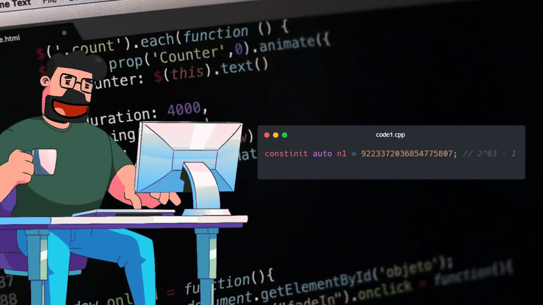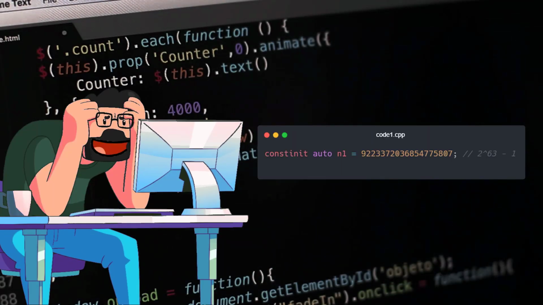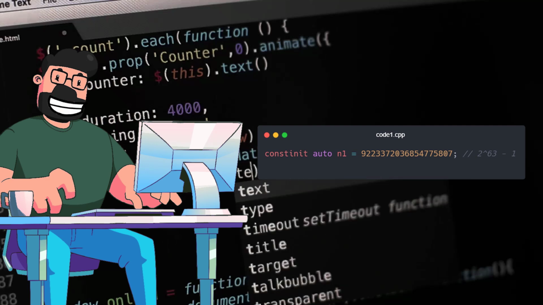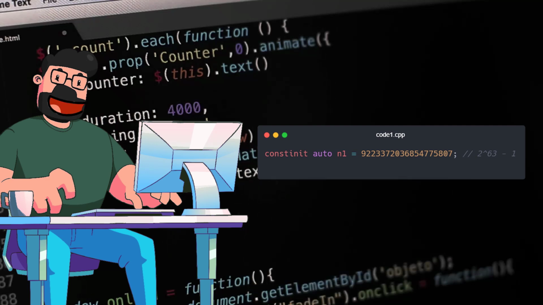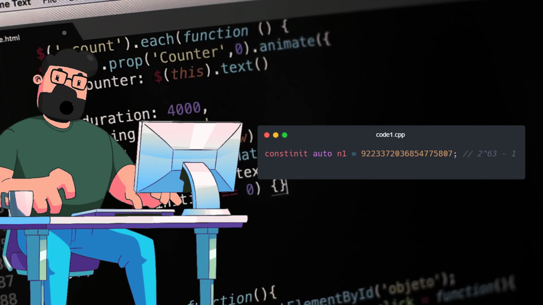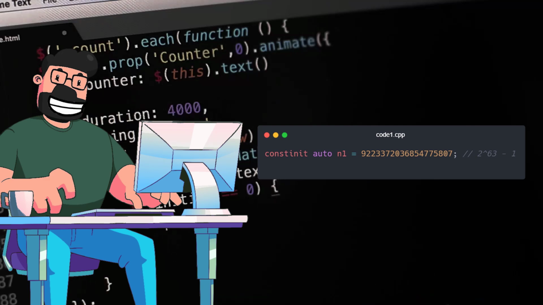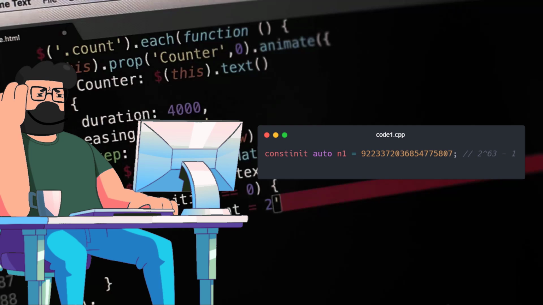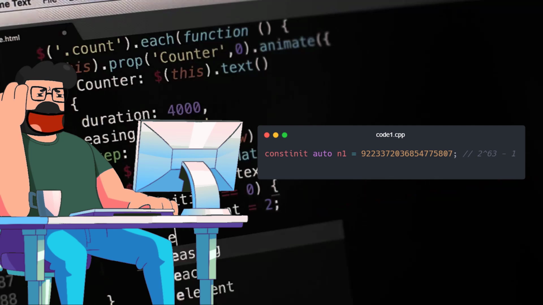Now, let's talk about the solution to the problem we just discussed. When we look at the code snippet provided, we see the declaration of a constant variable in1 initialized with a very large decimal integer literal. The value 922336720368547775807 is 2 to the power of 63 minus 1. According to C++ rules, since this integer literal falls within the range that can be represented by a long type, in1 is correctly identified as a long.